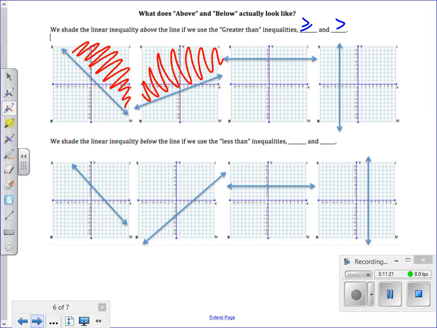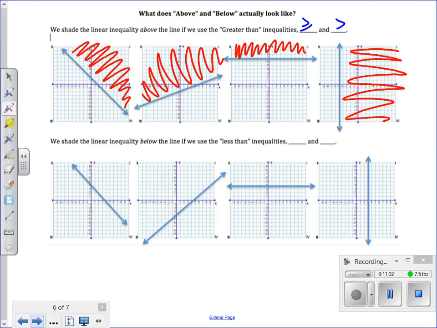The horizontal line's really easy. Shading above is on the top, but for this vertical line, I have to think about which x values are bigger. Well, it turns out all these ones on the right are bigger than their negative counterparts on the left, so that's shading above for greater.